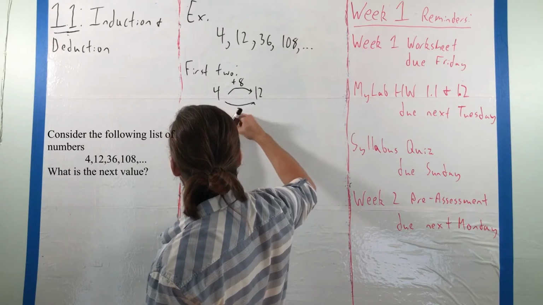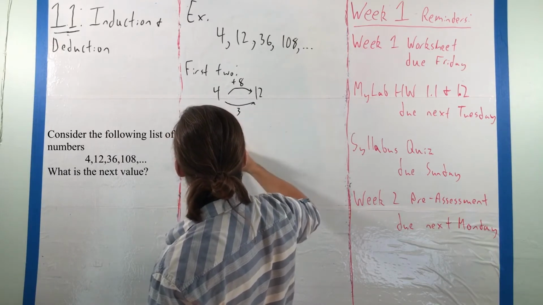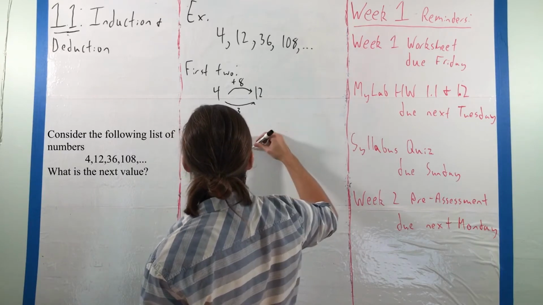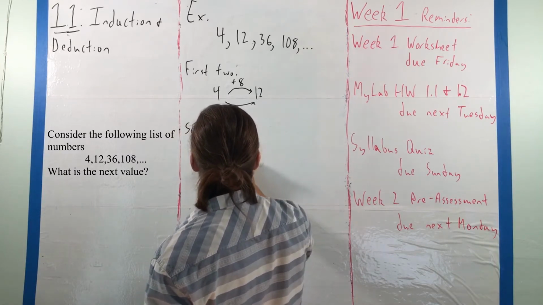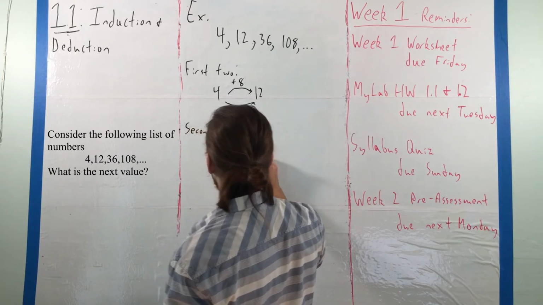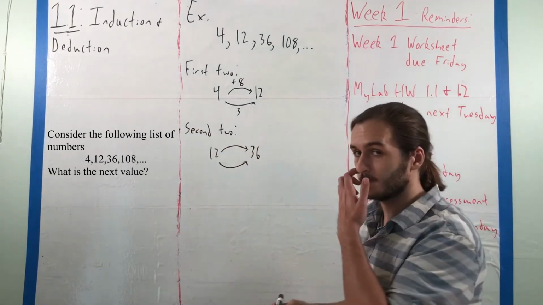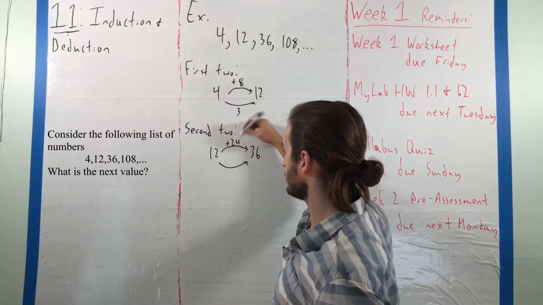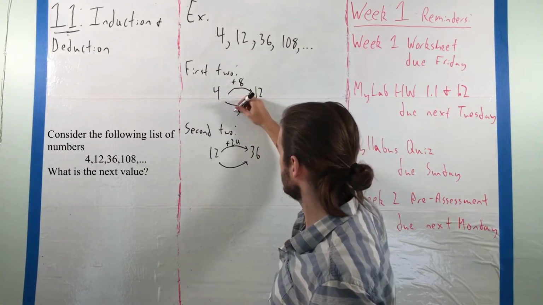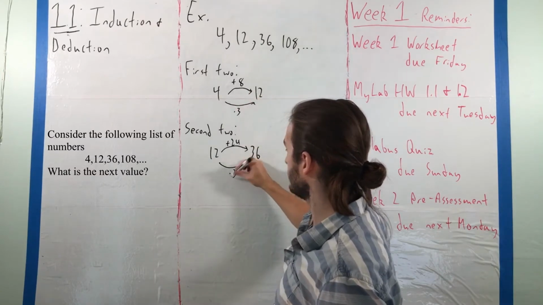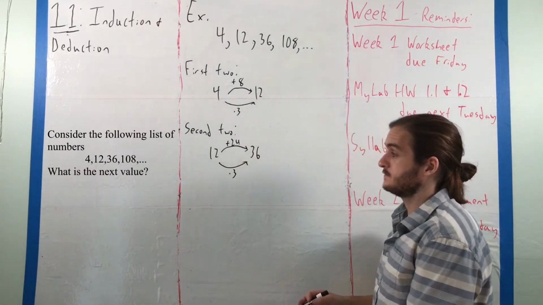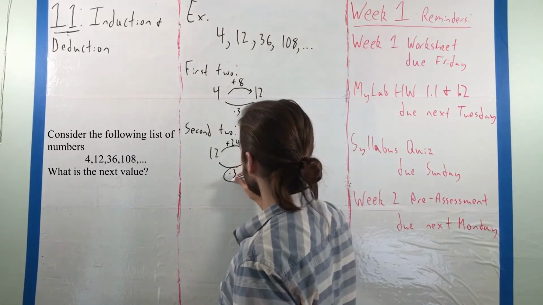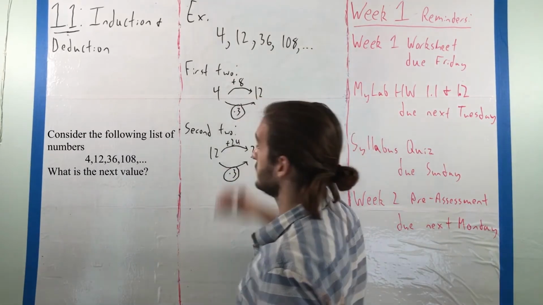Now let's go to the second two. Okay, we've got 12 and 36. Now here, again, there are a couple really obvious ways to get from 12 to 36. One is adding 24, and the other is multiplication by 3. A good sign, because you already saw multiplication by 3 once. So that's a good indication that maybe we're multiplying by 3.